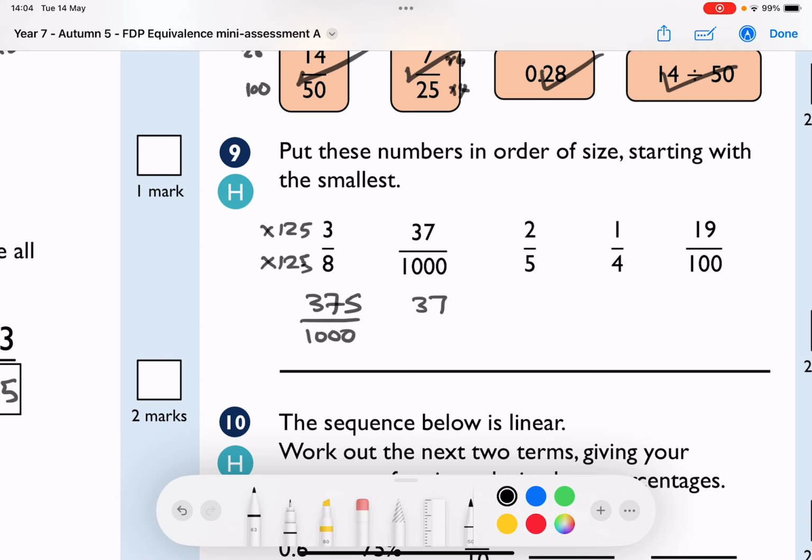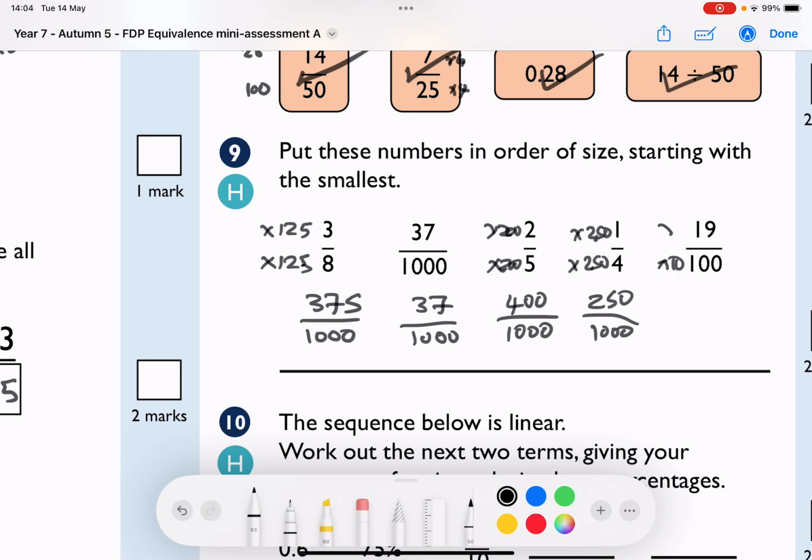I've already got 37 over 1,000. What do I times the 5 by? Well, I times it by 200. So I times this by 200. So that gives me 400 over 1,000. Times 4 by 250. So times 1 by 250. So I've got 250 over 1,000. And then I times this one by 10. Times by 10. So I get 190 over 1,000.